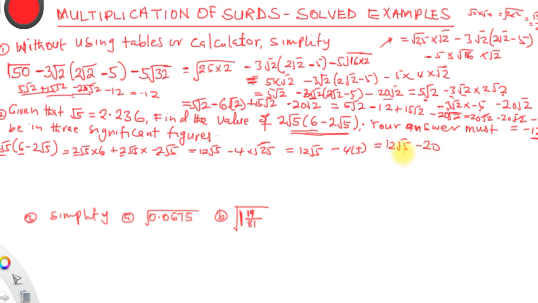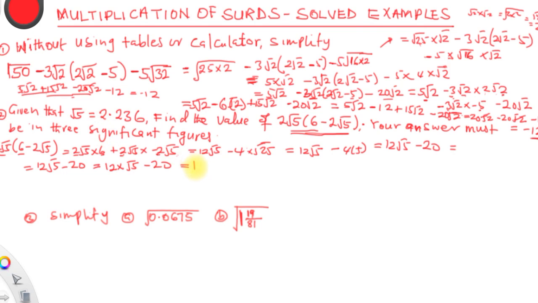So this is the same as 12 root 5 minus 20. So the answer is 12 root 5 minus 20. What is the meaning of that? It means 12 times the square root of 5, minus 20. Don't forget that the question has given us the value of the square root of 5. Where the square root of 5 is, we can put this value there.